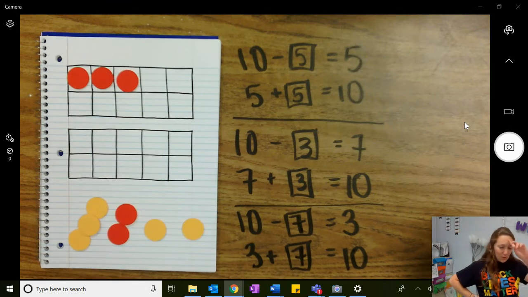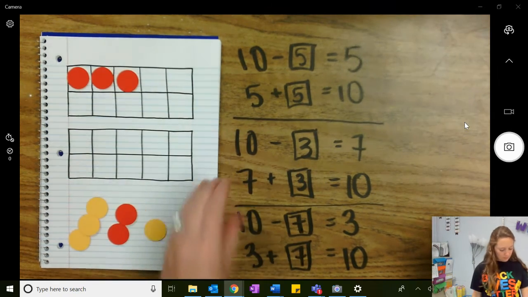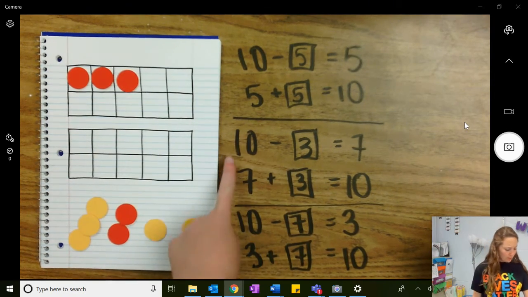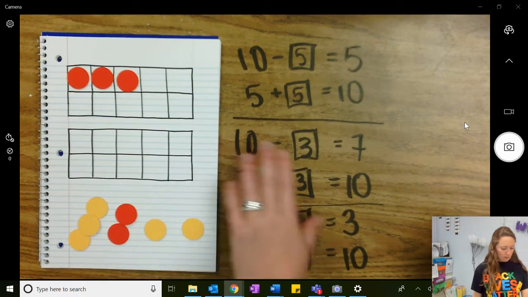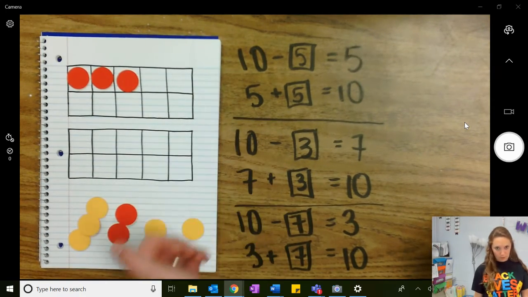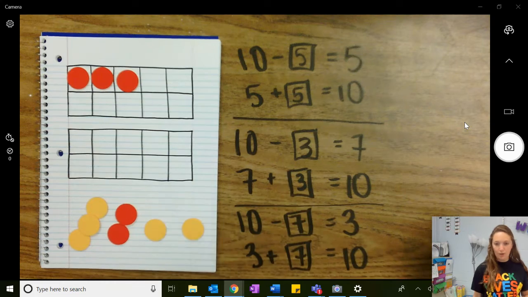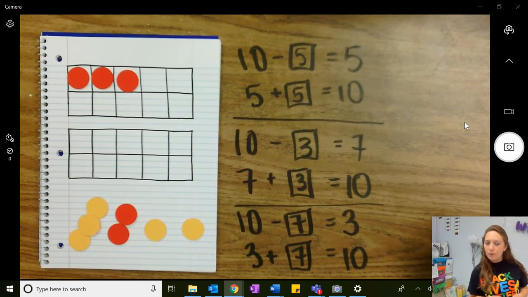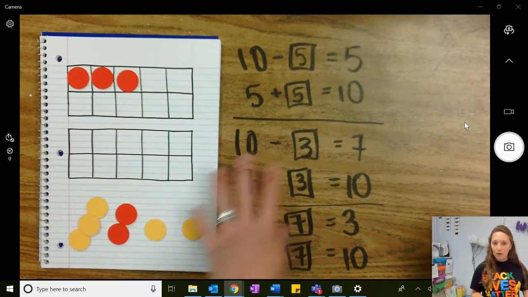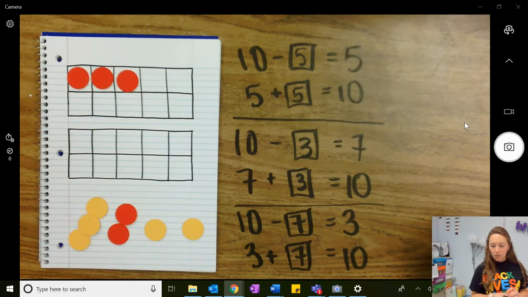Do you notice any connections with these here? For this one, we started with 10, we took away an unknown, we were left with 7, and the unknown was 3. For this one, we started with 10, took away an unknown, we were left with 3, and the unknown was 7. It's the same numbers. They're all connected. It's a fact family.